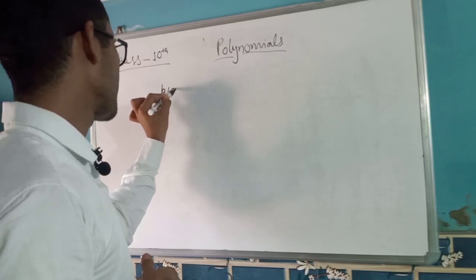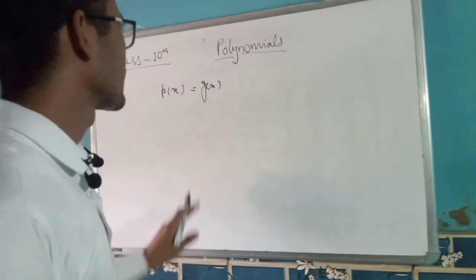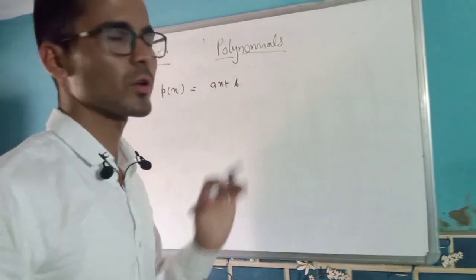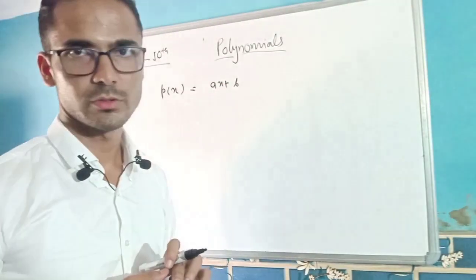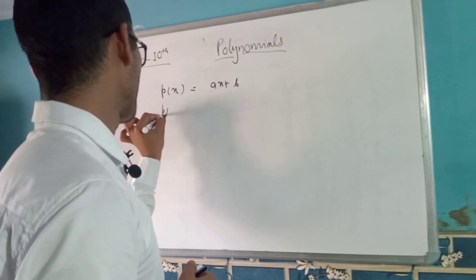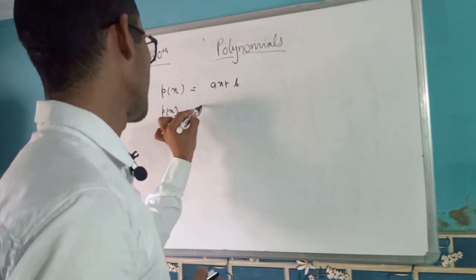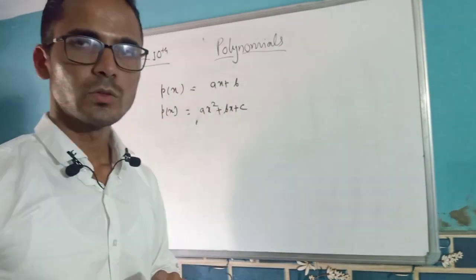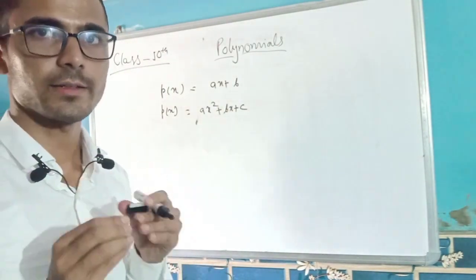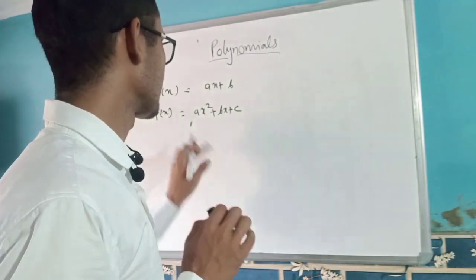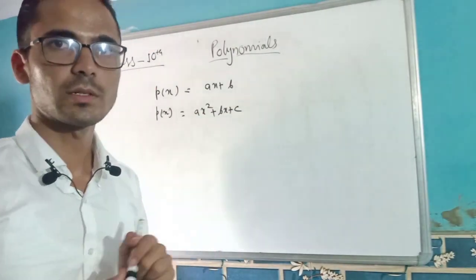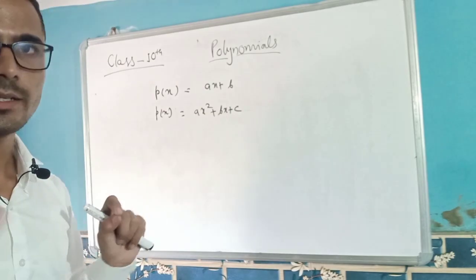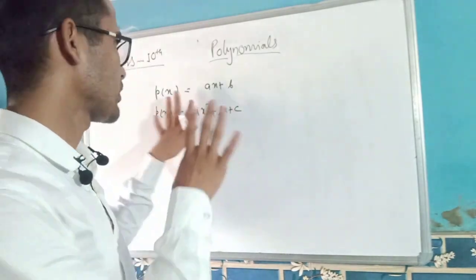p of x equals something, let's say g of x. Or let's make it a bit concrete: ax + b is a linear polynomial. Now how do we know what its zeros are? How do we know how many zeros this polynomial has? Take ax^2 + bx + c. So on which factors do the zeros of this polynomial depend? If we give some values to these constants, we can get the zeros of these polynomials.